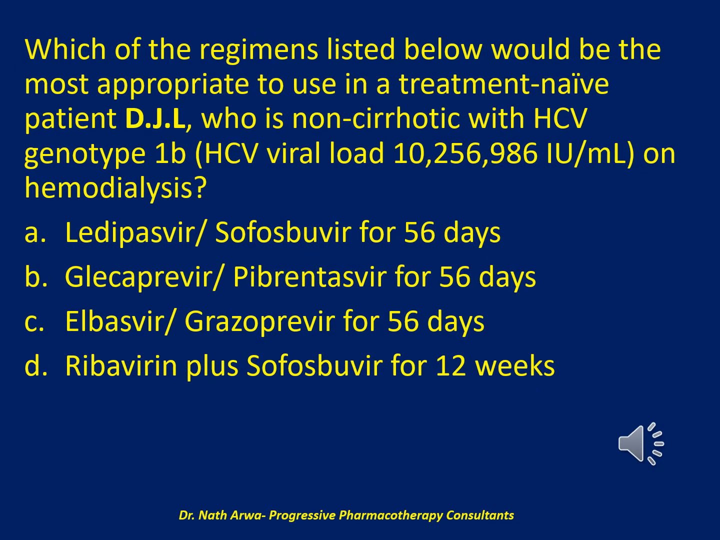And the next question reads, which of the regimens listed below would be the most appropriate to use in a treatment-naive patient DJL, who is non-cirrhotic with HCV genotype 1b, HCV viral load 10,256,986 IU per milliliter on hemodialysis? Would it be A. Ledipasvir and sofosbuvir for 56 days, or B. Glecaprevir and pibrentasvir for 56 days, or C. Elbasvir and Grazoprevir for 56 days, or would it be D. Ribavirin plus sofosbuvir for 12 weeks? I will give you a few seconds to choose the correct answer to this question from the listed options.